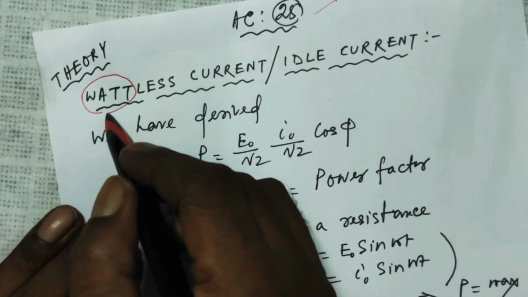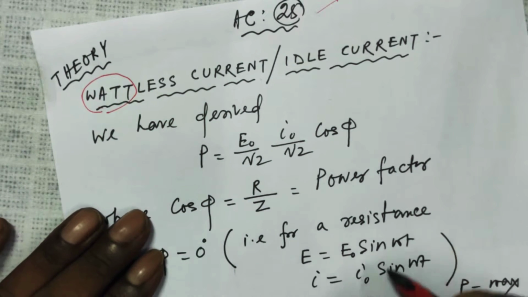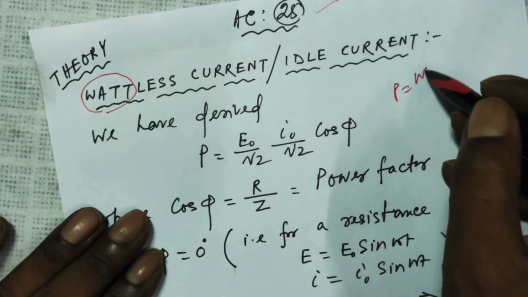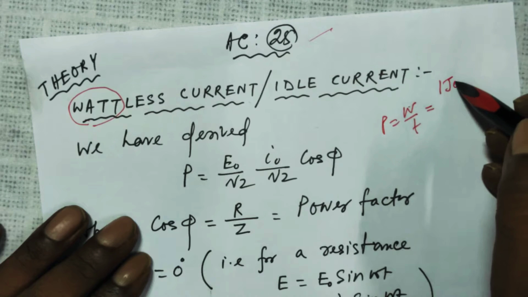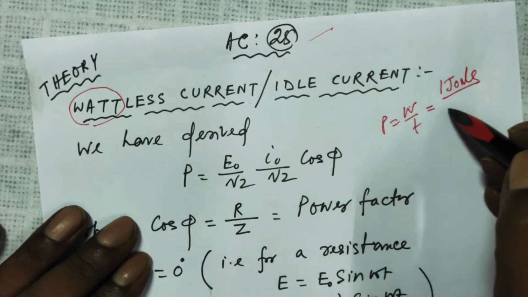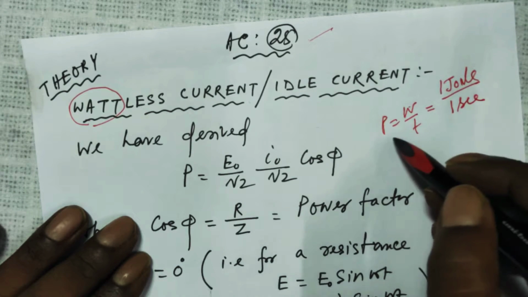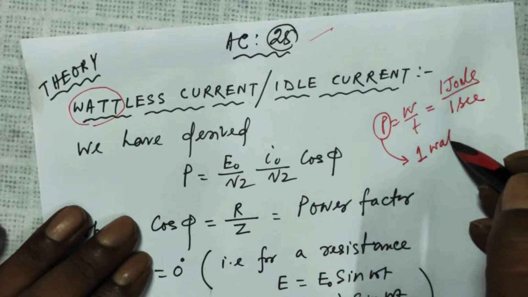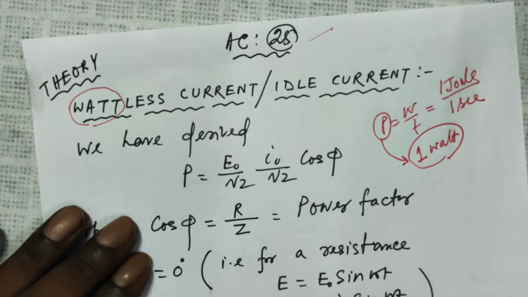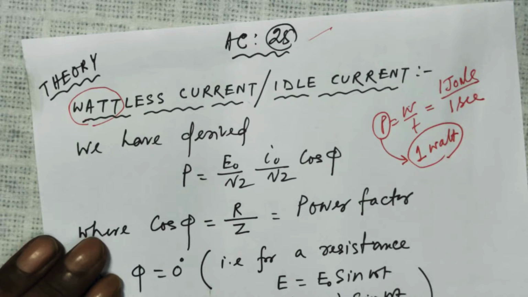Watt, W-A-T-T. What is it? It is the unit of power. Power was equal to work done by time. If this was 1 joule, time in 1 second, then you say the power consumed is equal to 1 watt. That is what we did in your plus 1 physics.